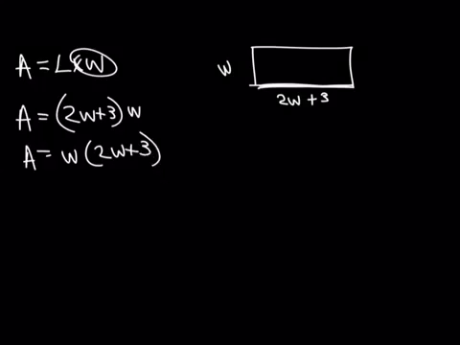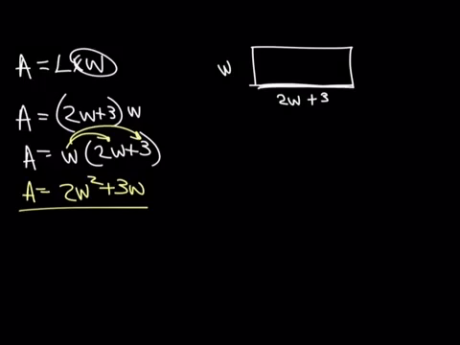Doesn't really matter, but it just looks better this way. And then let's just distribute that and that. So area equals, what's W times 2W? 2W squared. 3 times W, and you're done. Okay, not a whole lot to that.